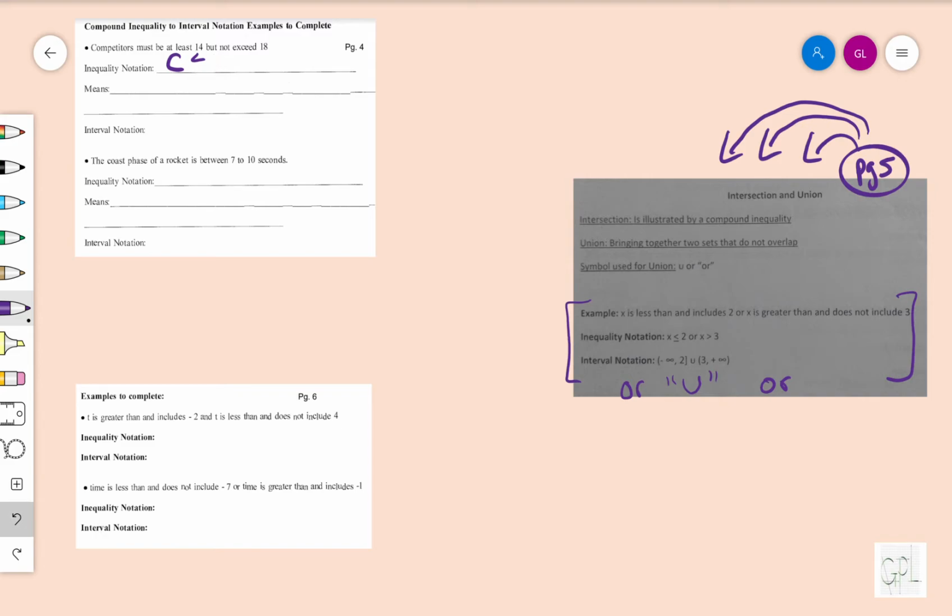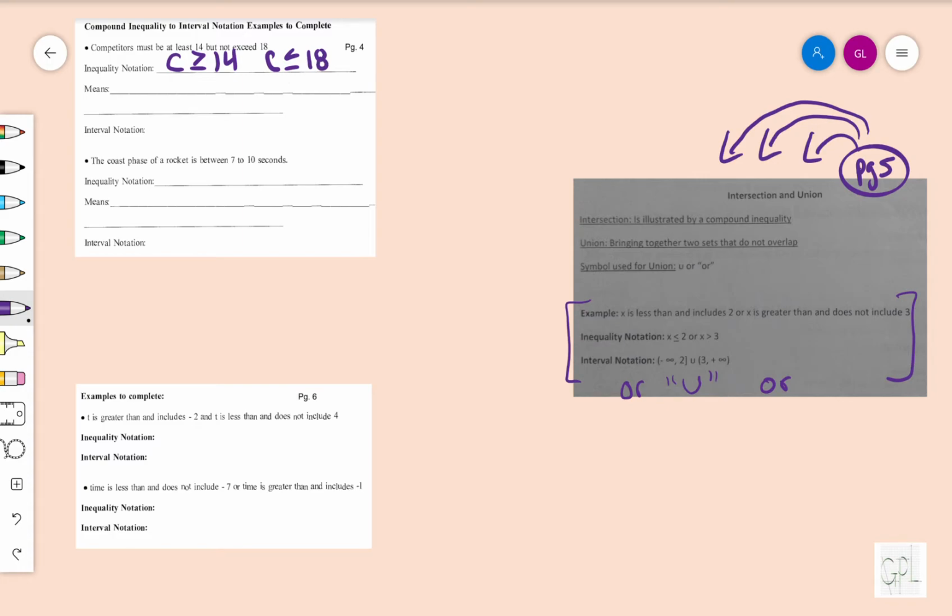So that means here, we want a scenario situated where you want all participants that are equal to 14, which is what that underlined bar means there, or greater than 14. Okay, so now we've taken care of the first part, at least 14. We have that. But they cannot exceed 18. So that means your competitors also, the oldest they could be is 18.